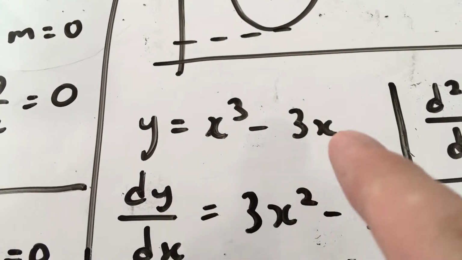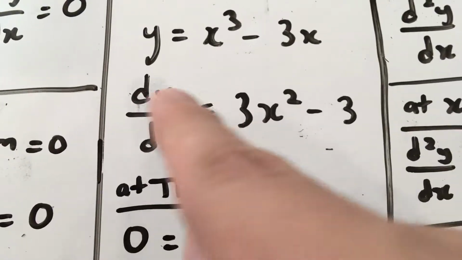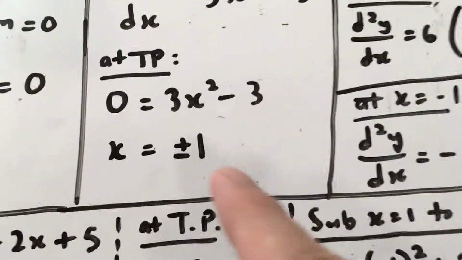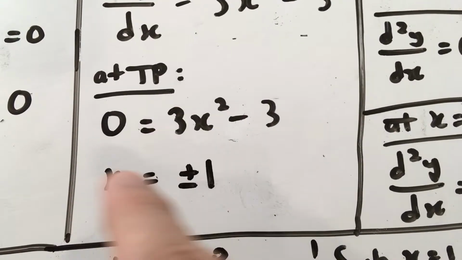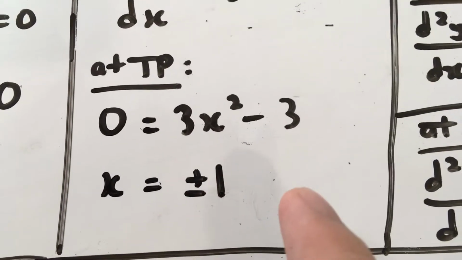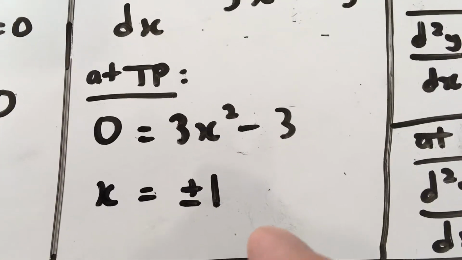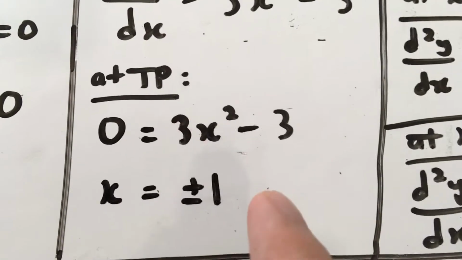x cubed minus 3x, I differentiate it, I get this. At the turning point, dy dx equals 0, and I get this. Then I solve it: I move 3 over there, divide by 3, and square root it. I find that x equals plus or minus 1. So I have two answers: x equals 1 and x equals negative 1. How do you know which one is the maximum and which one is the minimum?